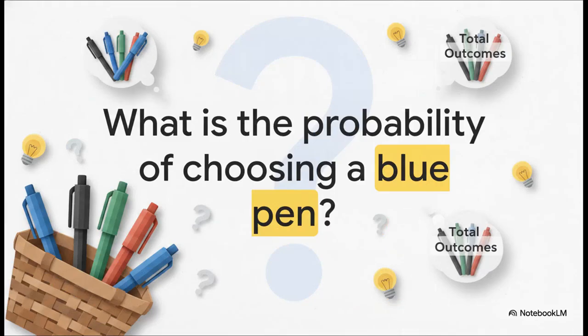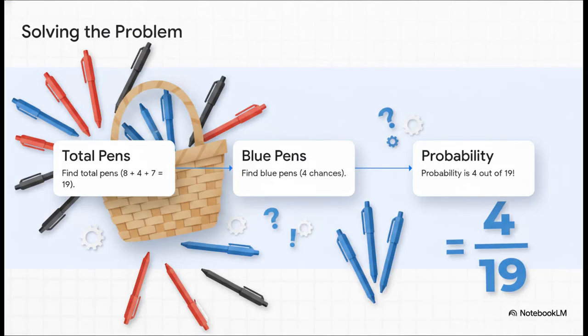Now here is your final challenge question. If you close your eyes and pick one pen at random out of that basket, what is the probability of choosing a blue pen? Take a deep breath, think about our 2 steps. What's the chance of getting a blue pen? And what is the total number of possible outcomes? Okay, let's solve it together.